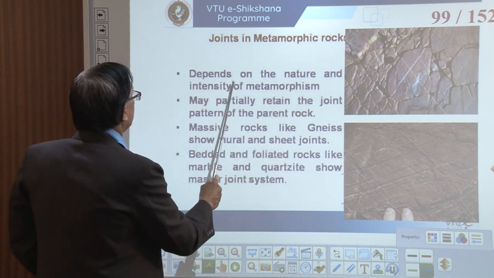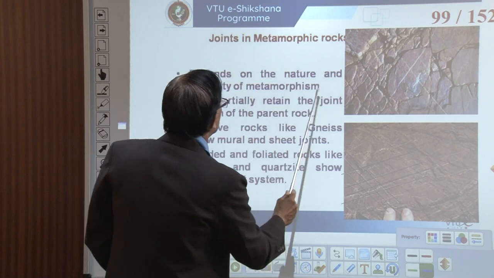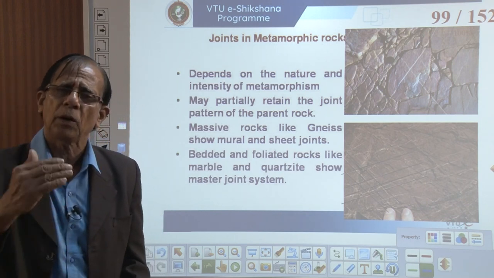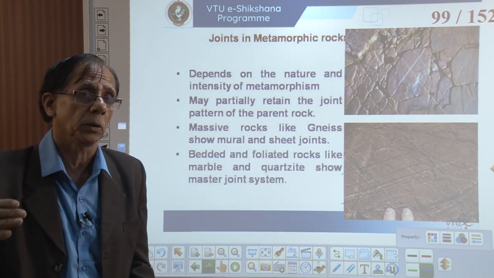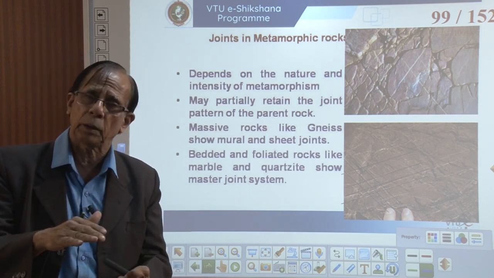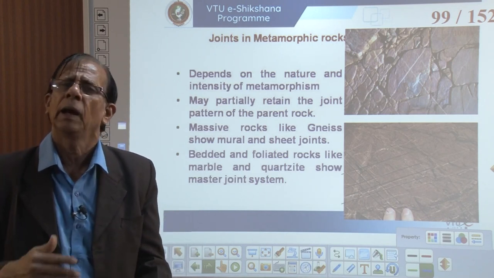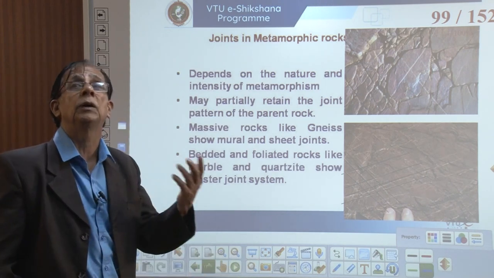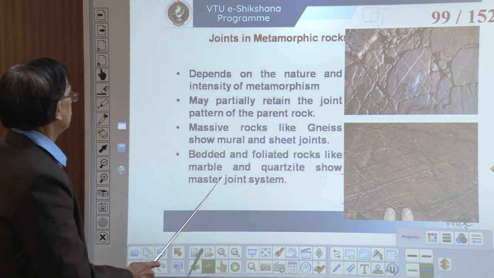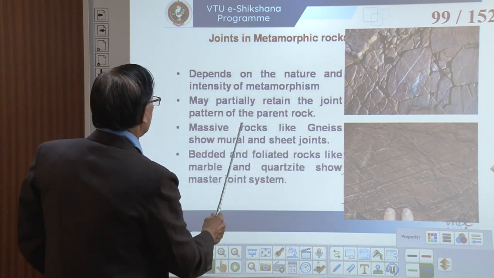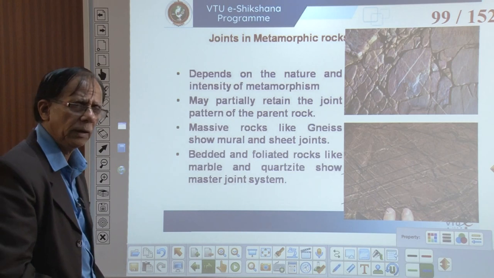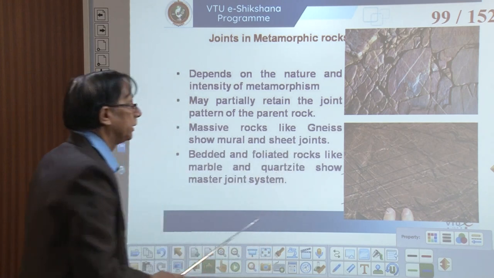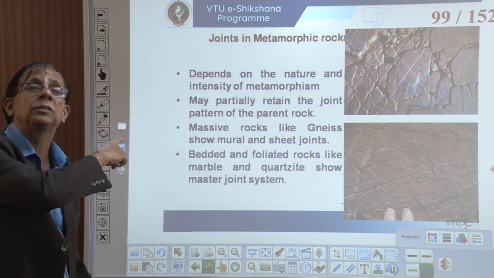In the case of metamorphic rock, the joint pattern depends on the nature and intensity of metamorphism. We have low-grade metamorphic rock like slate and phyllite, and moderately higher-grade schistose rock, which we call green schist facies. At that level of metamorphism, rocks behave like brittle material and develop a kind of joint. Gneiss, a high-grade metamorphic rock, has a different joint pattern. Low-grade metamorphic rock may partially retain the joint pattern of the parent rock. In high-grade rock, they may lose those parent characteristics. Massive rocks like gneiss show mural and sheet joints, which are characteristic of igneous rocks.